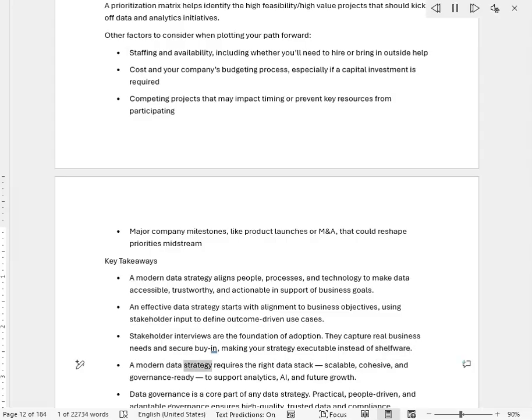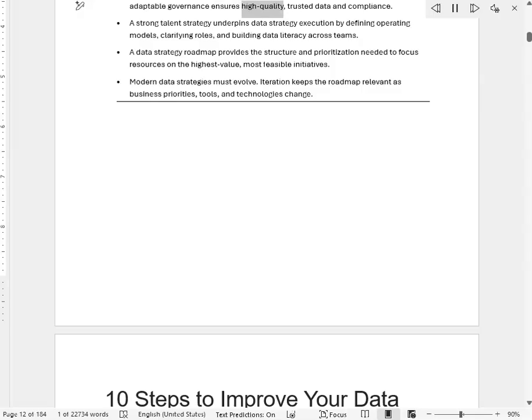A modern data strategy requires the right data stack, scalable, cohesive, and governance-ready, to support analytics, AI, and future growth. Data governance is a core part of any data strategy. Practical, people-driven, and adaptable governance ensures high-quality, trusted data and compliance. A strong talent strategy underpins data strategy execution by defining operating models, clarifying roles, and building data literacy across teams.